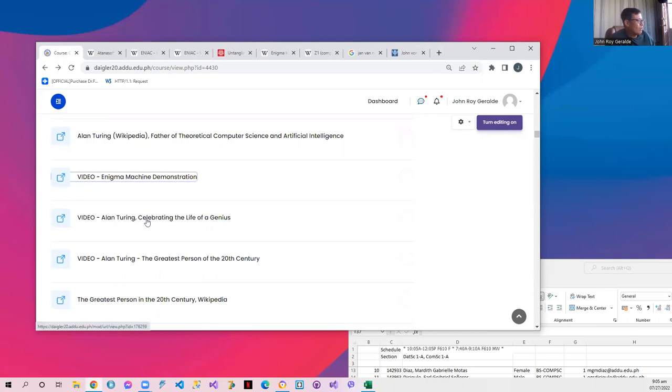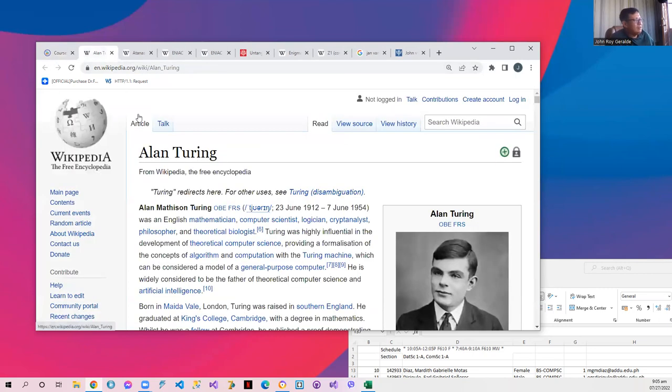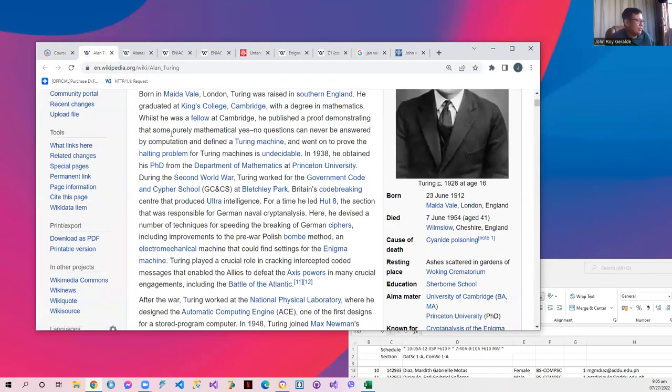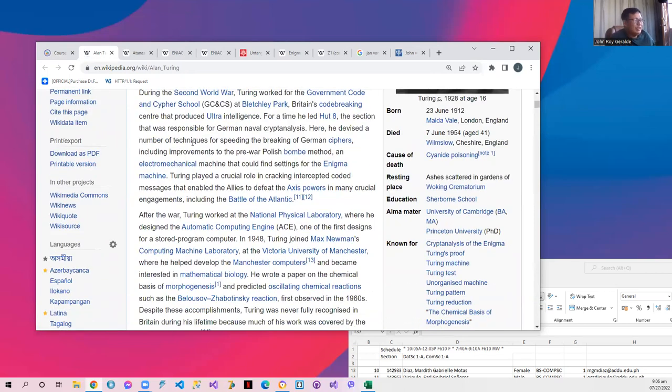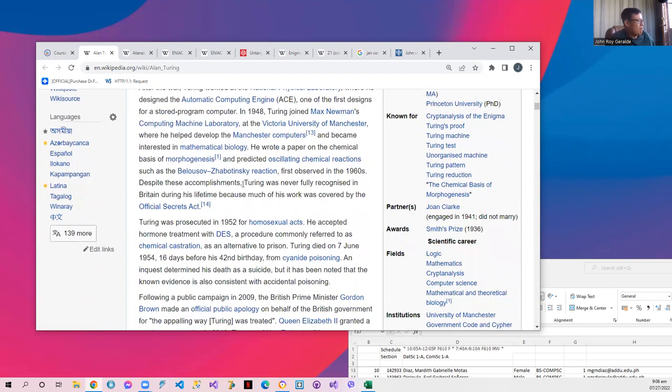Now, Alan Turing was a misunderstood person. Why? Because he has a different gender preference. During those times, the 1940s, a different gender preference was considered to be a crime. Do you follow? He was prosecuted in 1952 for homosexual acts. It was called a violation of decency. Do you follow?